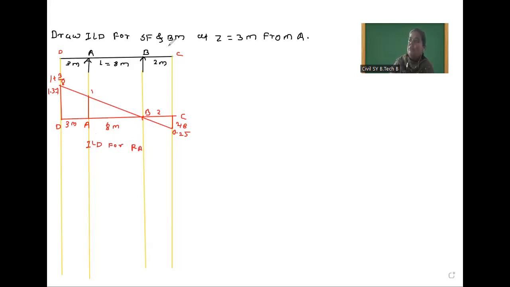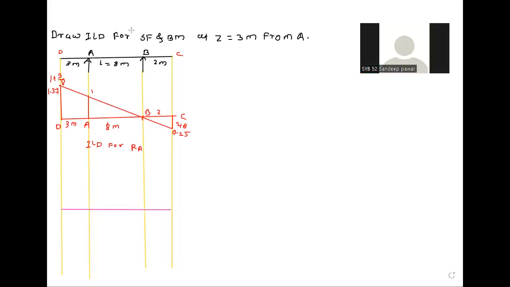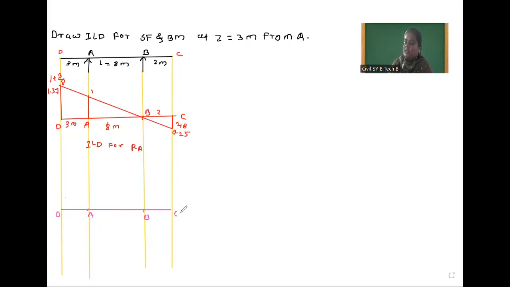When we draw ILD for RB, at which point is the value 1 and at which point is the value 0? RB is 1, RA is 0. Suppose this is D point, this is A point, this is B point, and this one is the C point. So at B the value is 1 and at A the value is 0. So we mark here value 1, and at A the value is 0, so we connect this. But from B to C we have to make it rigid, so we extend up to C and then close.